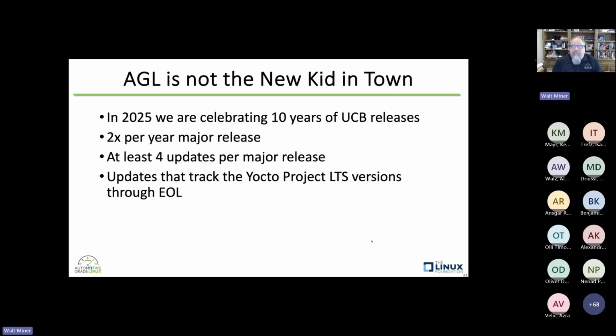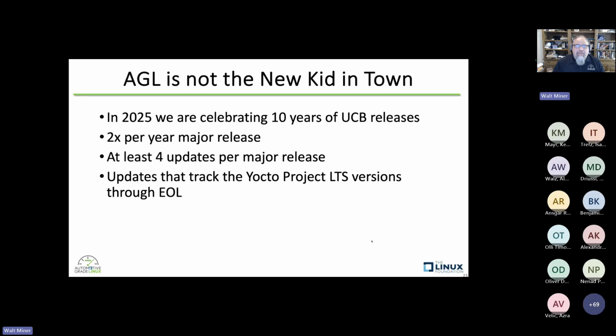AGL is really, we're not the new kid in town. In 2025, we're celebrating 10 years of UCB releases. We do 2 major releases per year. We do at least 4 updates per major release, so at least 4 point releases per major release. And we track Yocto Project LTS versions through those LTS end of life.